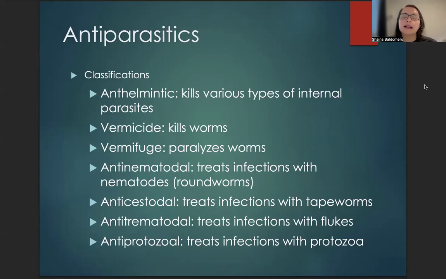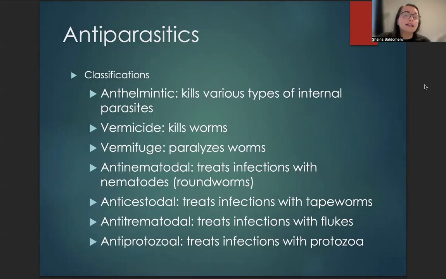So there are, again, different classifications here. We have anthelmintic, which is killing various types of internal parasites. There's a vermicide, which kills worms, and vermifuge, which paralyzes worms. There is antinematodal, which treats infections with nematodes, which is roundworms. There is anticestodal, which treats infections with tapeworms.